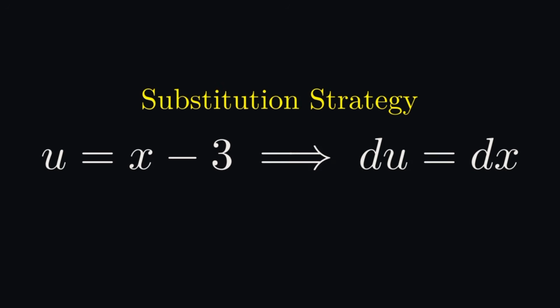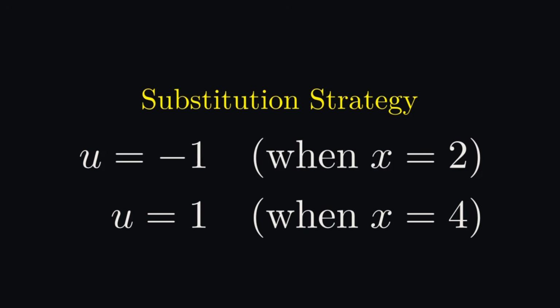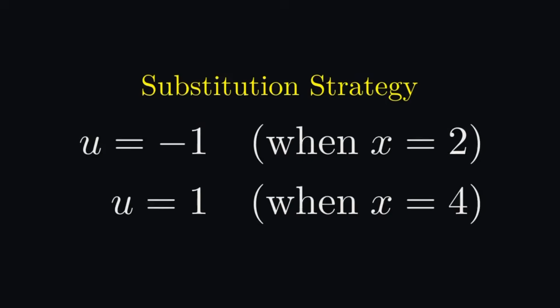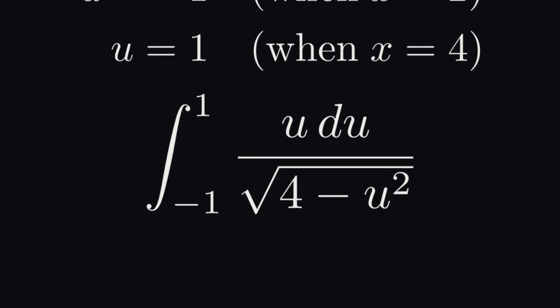Now let's use a substitution to simplify further. Let u equal x minus 3. Then the differential du is equal to dx. Since this is a definite integral, we must change the limits of integration to match our new variable u. When x is 2, u is 2 minus 3, which is negative 1. When x is 4, u is 4 minus 3, which is 1. The integral now becomes the integral from negative 1 to 1 of u divided by the square root of 4 minus u squared, with respect to u.